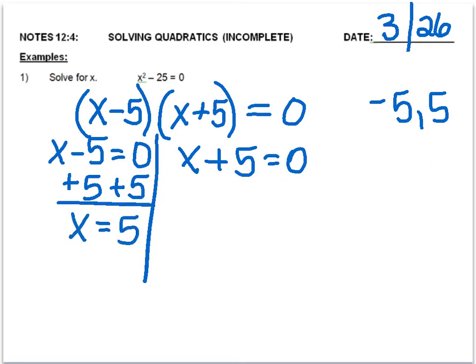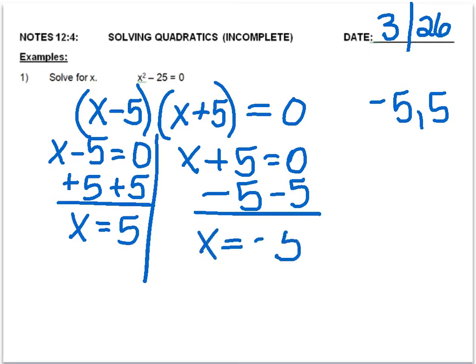So our first root is x equals 5. Our second root is x equals negative 5. And if I wanted to write it as a solution set, I could write it as negative 5 and 5 with the squiggly brackets.